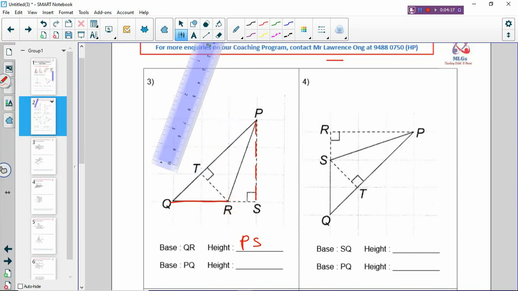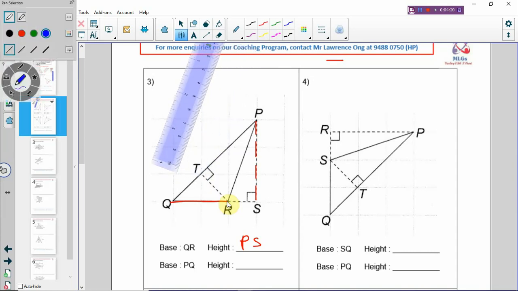How about PQ? Now PQ, let me use a different color. PQ is the base now.